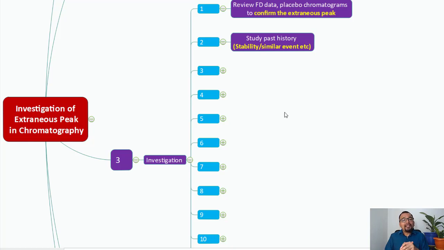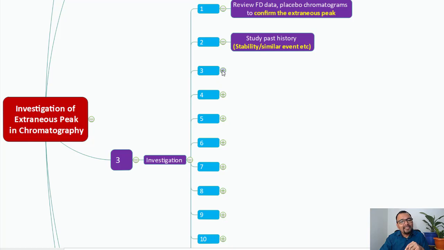Then study the past history of this product, whether this kind of peak was already observed in the previous stability station or in other batches that have been released or manufactured in the same manufacturing unit, or maybe in another manufacturing unit.